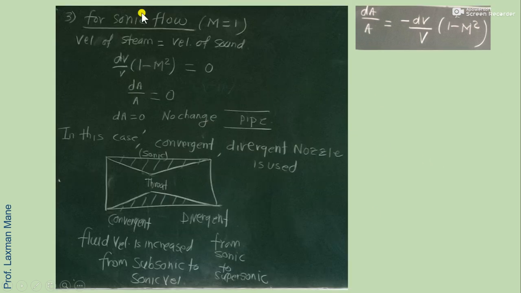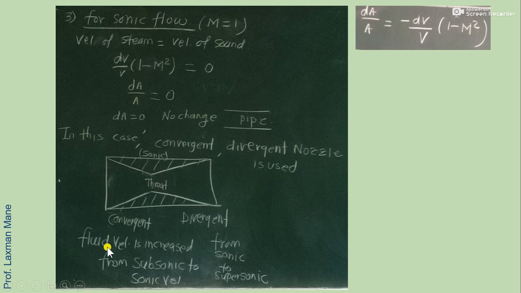Now the third case, that is sonic flow, where Mach number is 1, meaning velocity of steam and velocity of sound are the same. Then dV by V bracket 1 minus M square is equal to 0. So the left side term dA by A is 0, meaning dA is 0, meaning there is no change in area, just like a pipe. But in the actual case for sonic flow, the nozzle is made like this: the first part is convergent, then the throat, and then the next part is divergent.